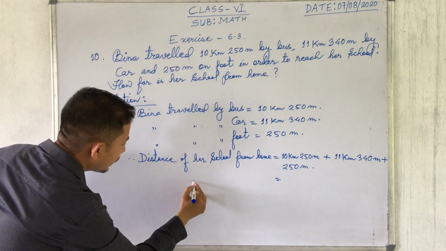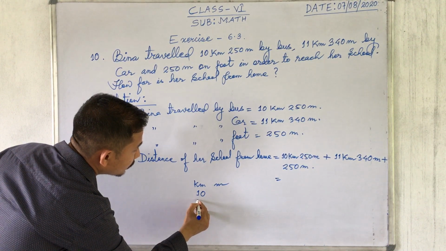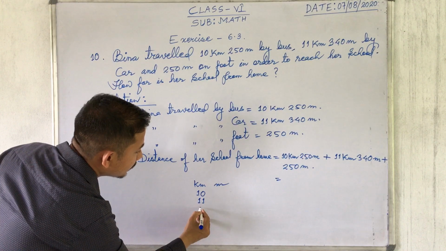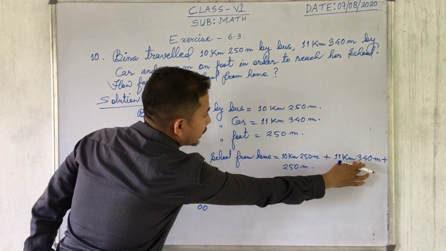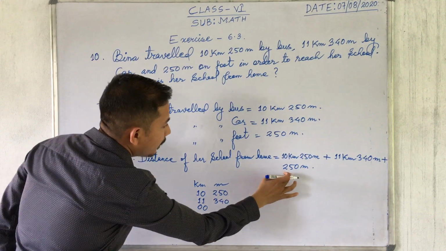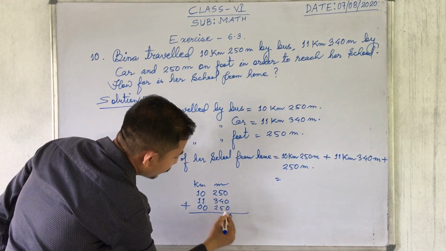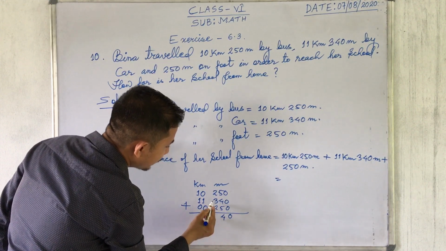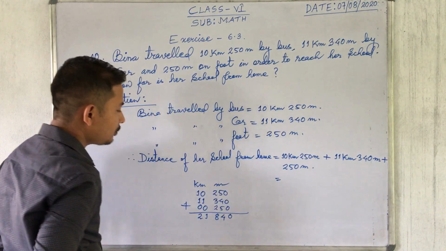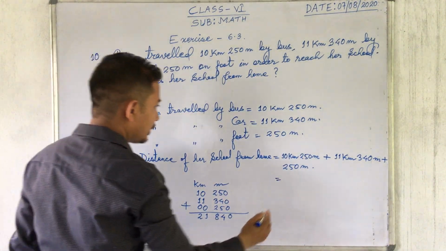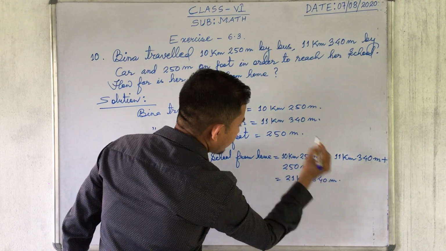Okay, so look at it. Kilometer and meter. Kilometer is 10, 11 and 0 kilometer. So meter is 250 here, right? So 250, and here 340 meter, and here 250 meter. Okay, now we need to add. What will be 0, 5, 5, 10 and 4, 14, 1 carry, 3 to 5 into 7 and 1, 8. So there will be 1, 1 and 1, 8. So if we add all this, we'll get 21 kilometer and 840 meter. So this is the answer.